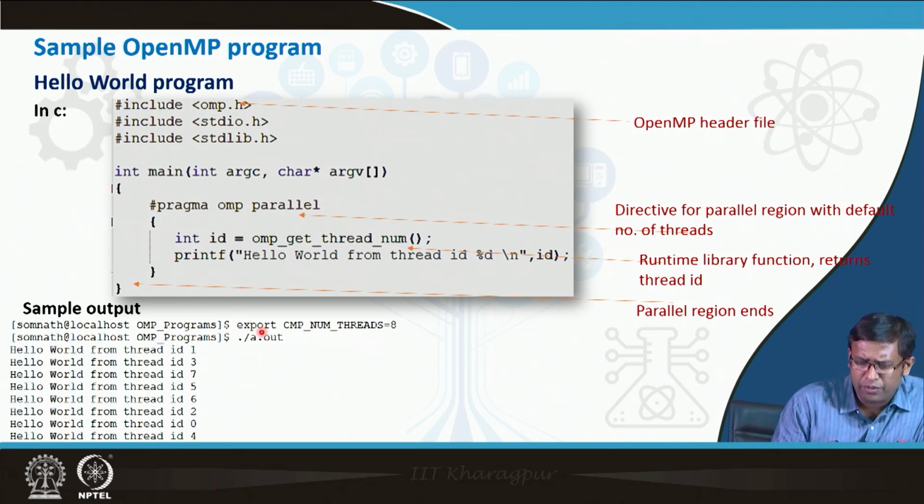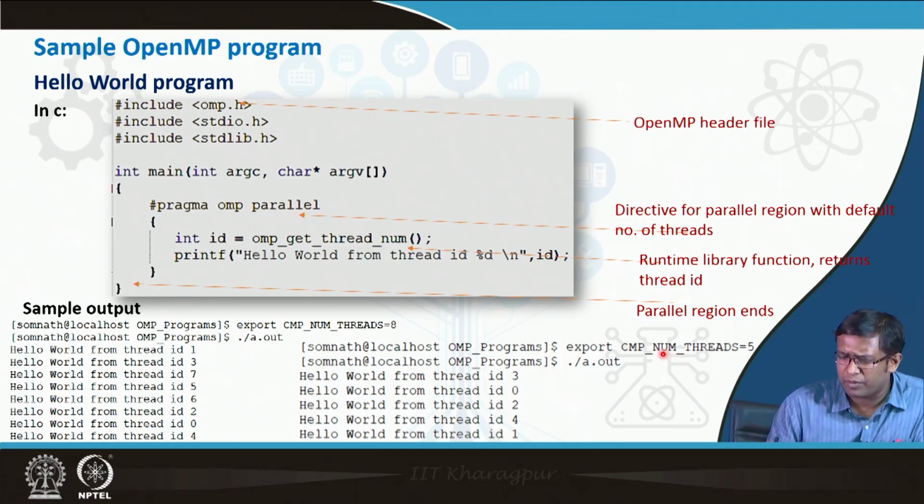So if we execute it, export OMP_NUM_THREADS equal to 8, we set the number of threads to 8, and then run a.out. It will write "Hello world from thread ID" from different threads, 0 to 7. There are 8 threads, so each thread will write hello world. Though only one printf is given here, there will be multiple threads, and each will execute its own printf.